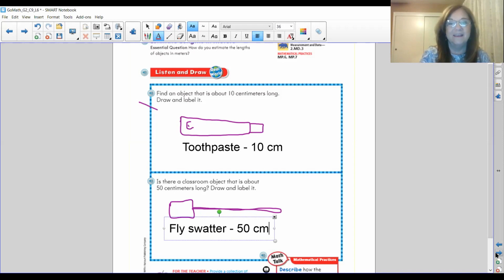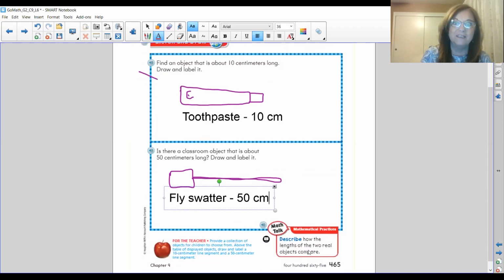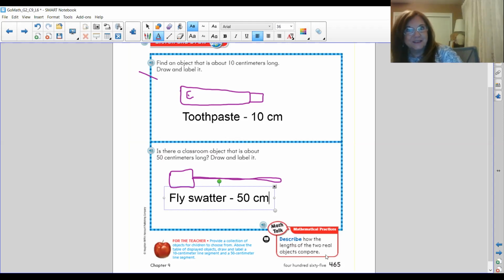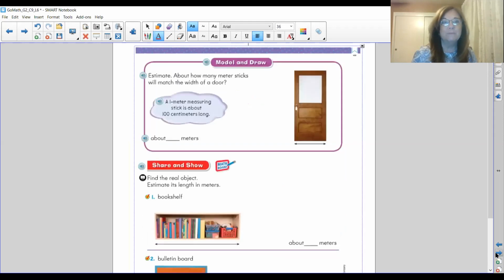Okay. So next page. Oh, also we might want to do math talk. Describe how the lengths of the two real objects compare. Well, we want to say shorter and longer. So what was shorter and what was longer? Yep, 10 centimeters is shorter than 50. The toothpaste is shorter than the fly swatter by a long shot. I bet some of you can figure out the difference, can't you? By using subtraction. 50 minus 10, 40. 40 centimeters difference. Okay, now moving on to the next page.